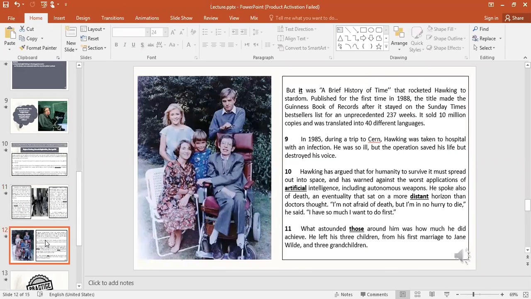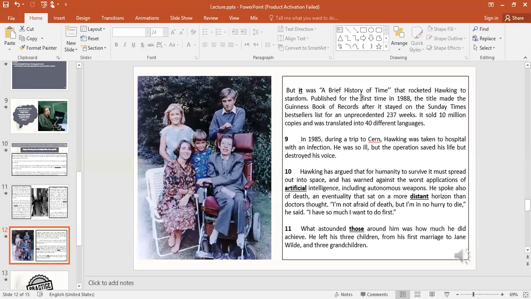Okay. So artificial. Some snacks contain artificial colors. What does that mean? Miss, like fake. Like fake or a copy. Very good. Fake. Excellent.